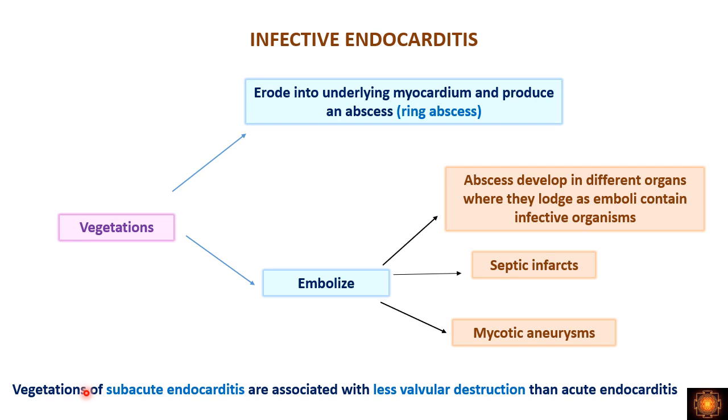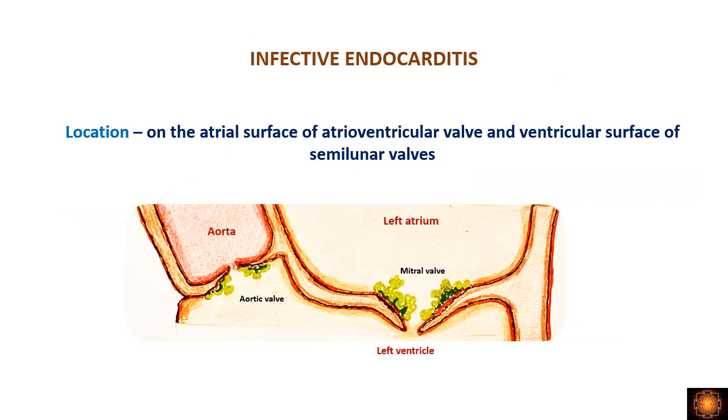The vegetations of subacute endocarditis are associated with less valvular destruction when compared to acute endocarditis. Now, when we see the location of the vegetations, they are located on the atrial surface of the mitral valve and the ventricular surface of the aortic valve. This is according to the flow of the blood. The blood flows from the left atrium to the left ventricle.